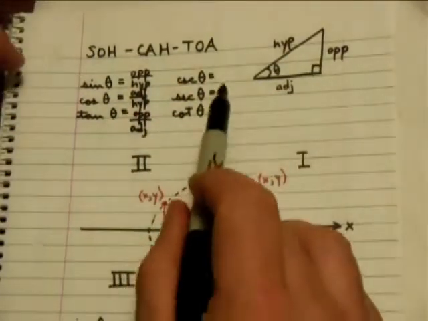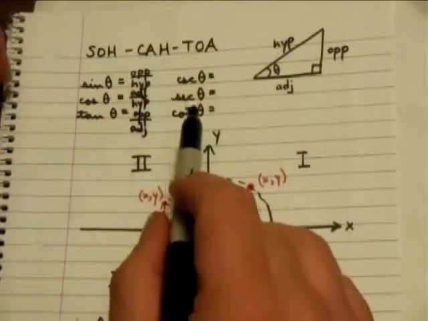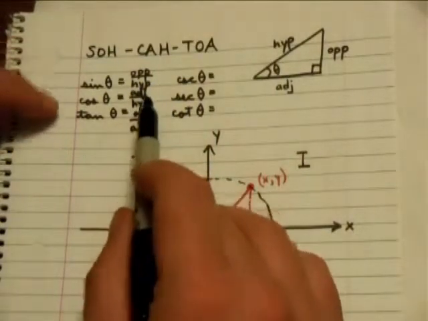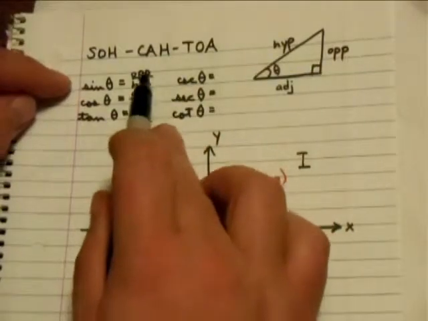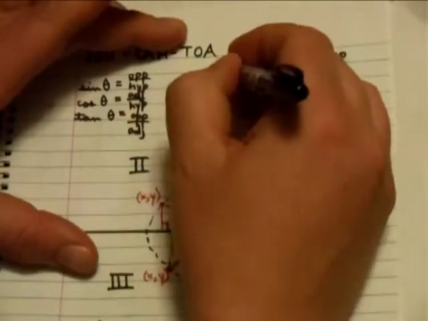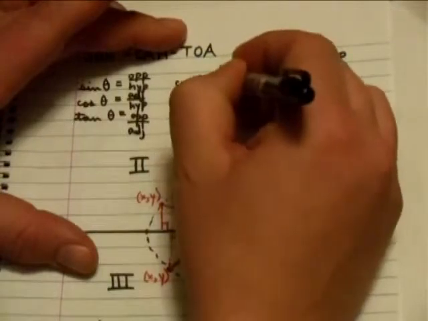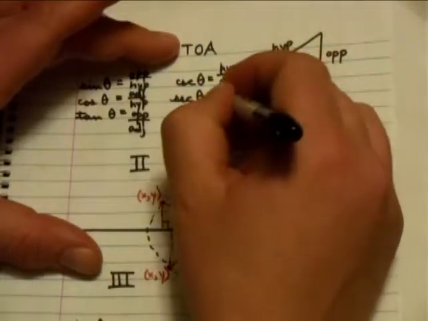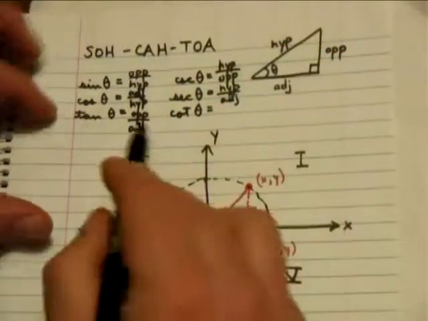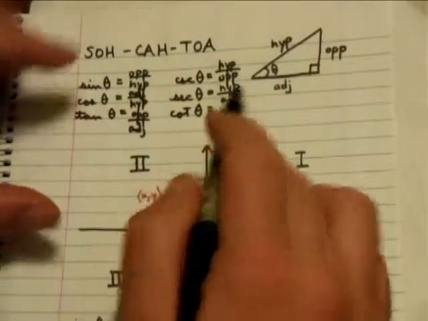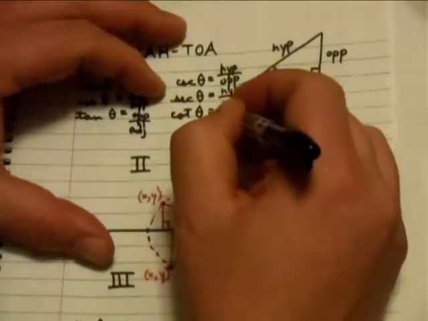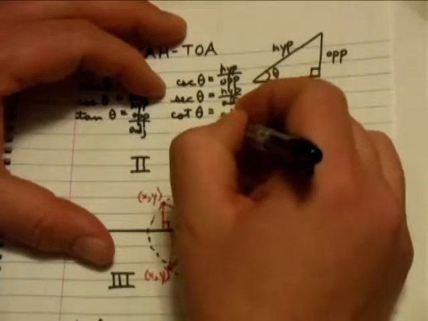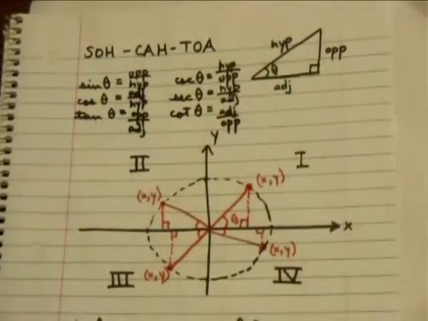SOHCAHTOA. And then you have your other three trig functions, which are really just reciprocals of the first three. In other words, cosecant is just sine flipped upside down, so it is hypotenuse over opposite. Secant is hypotenuse over adjacent, since it's the reciprocal of cosine. And cotangent is the reciprocal of tangent, so it is adjacent over opposite. Those are just some of the basic facts that you should know about those 6 trig functions.